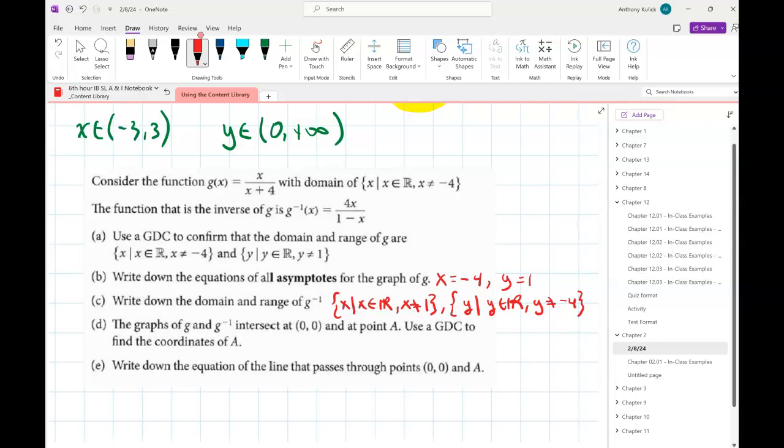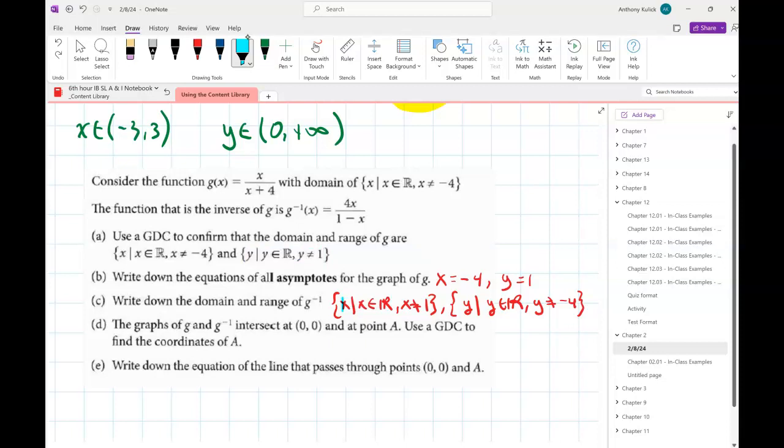Is everybody okay with that? All I did was take the range and change the y's to x's, and then take the domain and change the x's to y's. Done. Right, very easy.